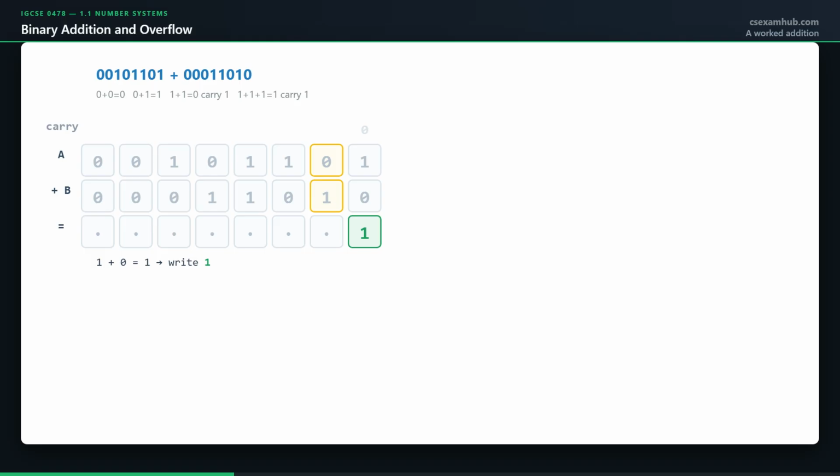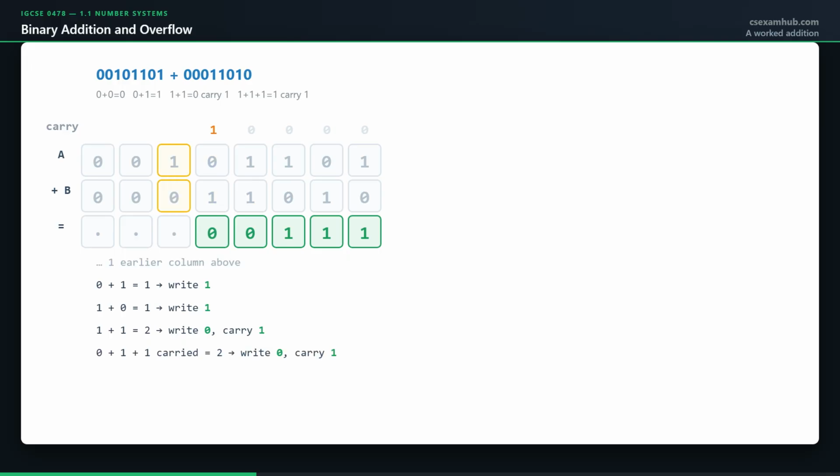Rightmost column, 1 plus 0 is 1, write 1, nothing to carry. Next column left, 0 plus 1 is 1, write 1. Next, 1 plus 0 is 1, write 1. Next, 1 plus 1 is 2, so write 0 and carry 1. Next column, and now that carry arrives, 0 plus 1 is 1, plus the carried 1 makes 2, so write 0 and carry 1 again.